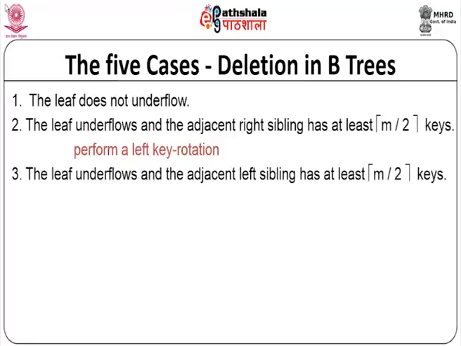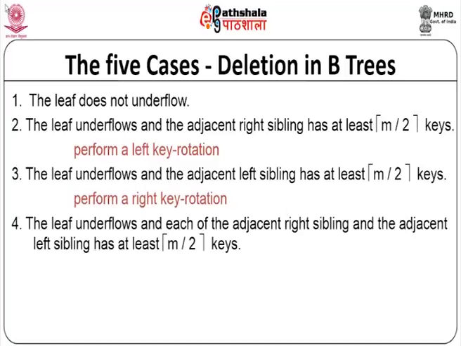Third, the leaf underflows and the adjacent left sibling has at least m/2 keys, then obviously you will perform a right key rotation. Fourth, the leaf underflows, and each of the adjacent right sibling and the adjacent left sibling has at least m/2 keys, both are possible, then perform either a left or a right key rotation.